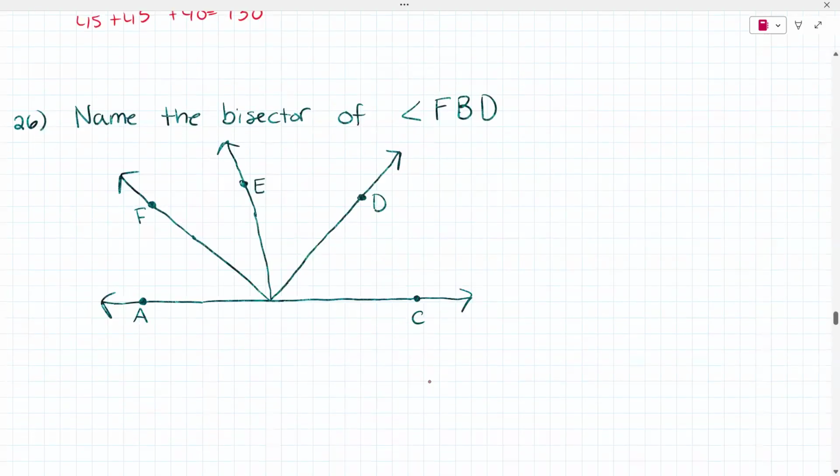Okay, 26. Name the bisector of angle FBD. FB is right here. So the bisector of angle FBD would be BE, right? Ray BE.